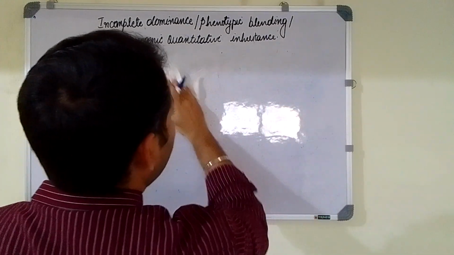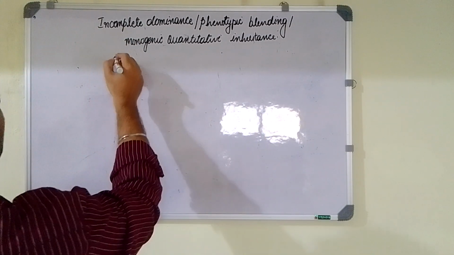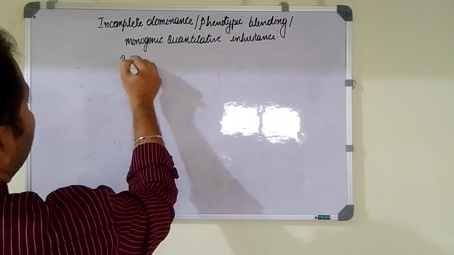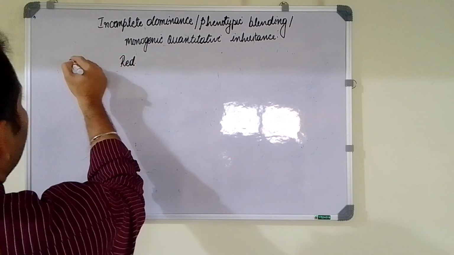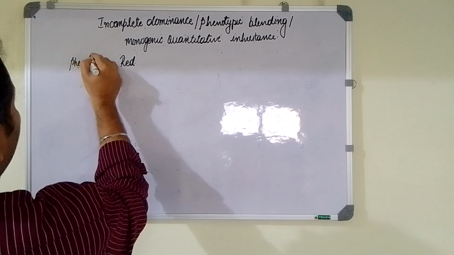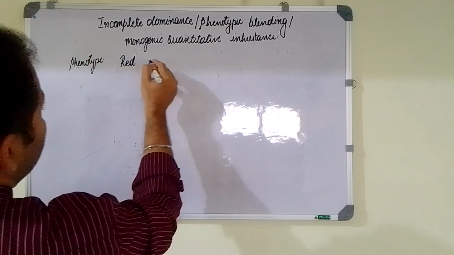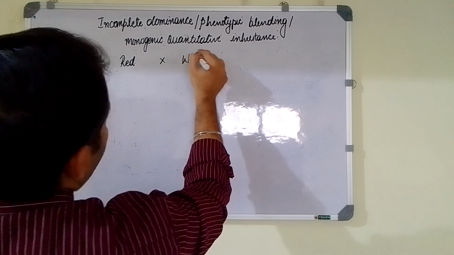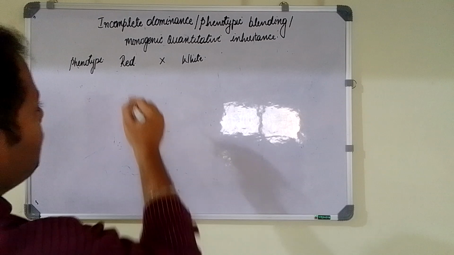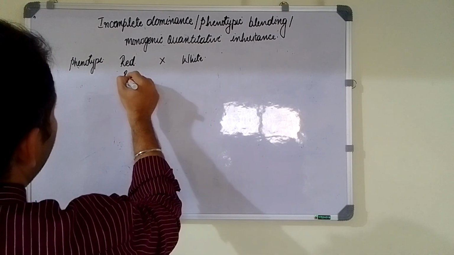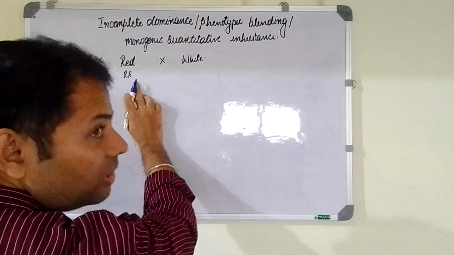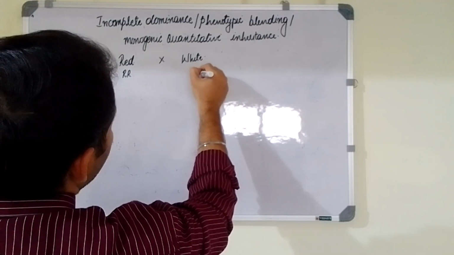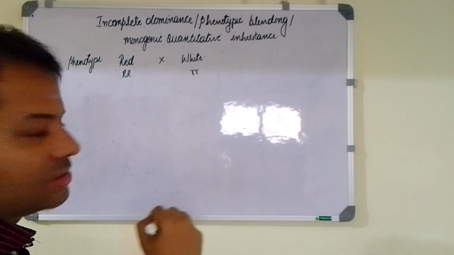Mirabilis jalapa. Okay, so if you're looking at the flower color of Mirabilis jalapa, red color flower is dominant. So this is the phenotype: red color flower is the dominant phenotype, and white color flower is the recessive phenotype. When you're taking red color flower, the genotype is homozygous dominant, capital R, and white color is small r, which is homozygous recessive.